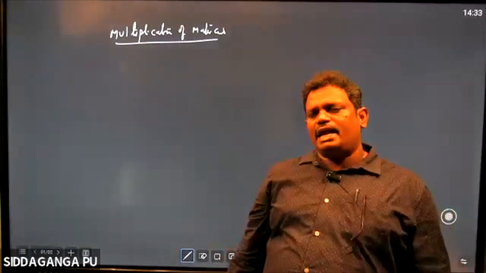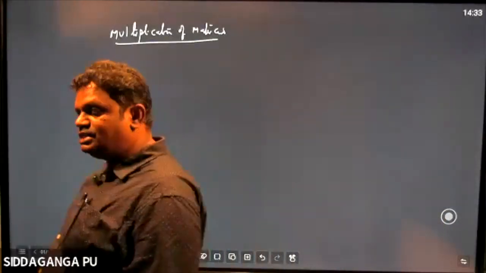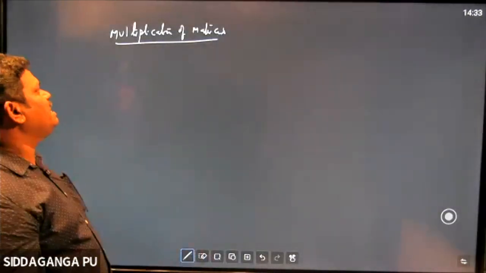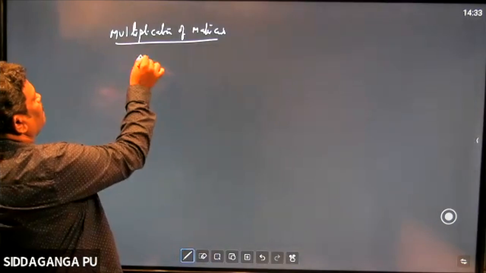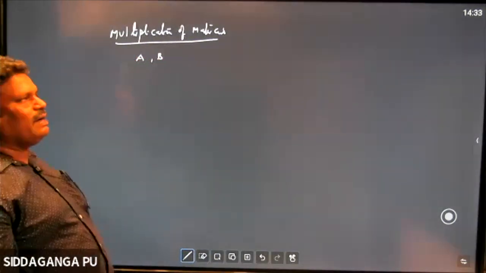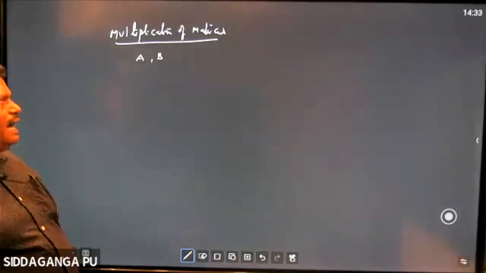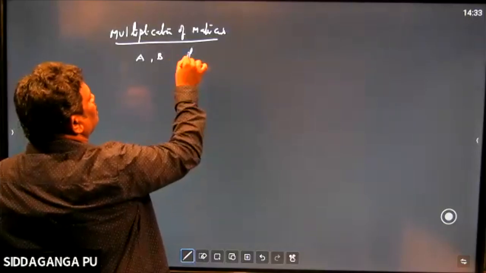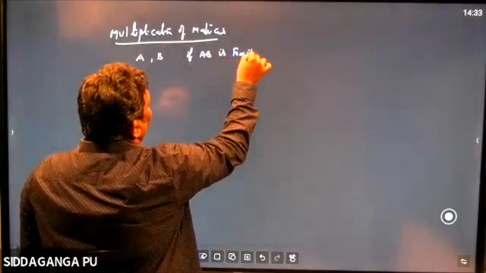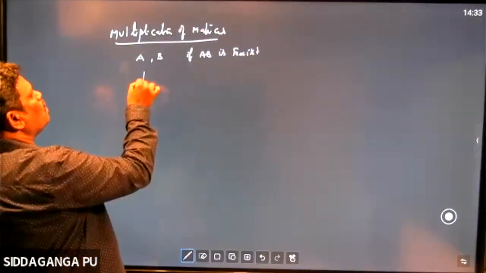There we apply addition and subtraction. But in multiplication, the matrices must satisfy one common rule. Which rule? If A and B are any two matrices, and the product AB is conformable, or AB exists, then what is the rule here?